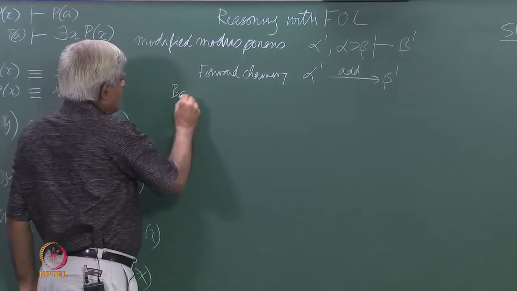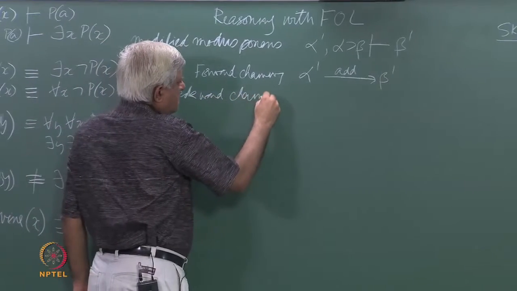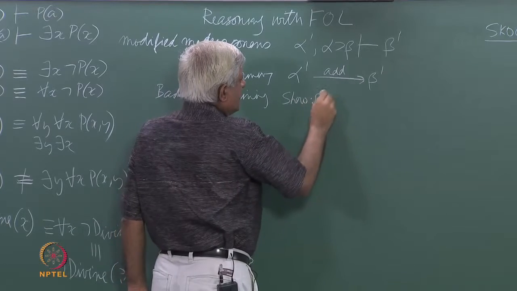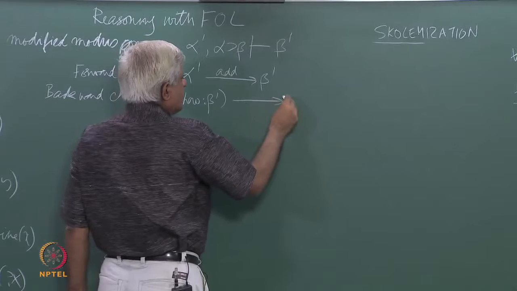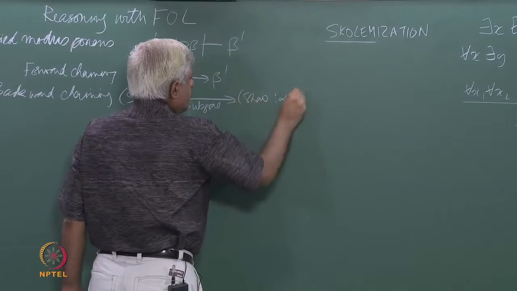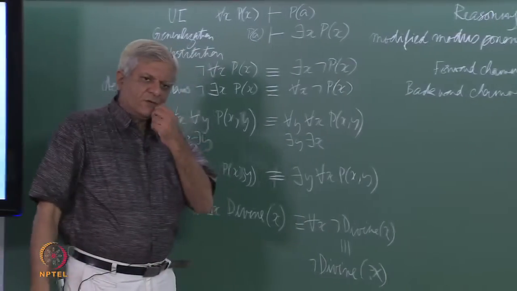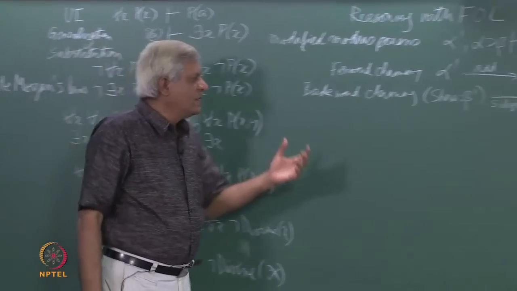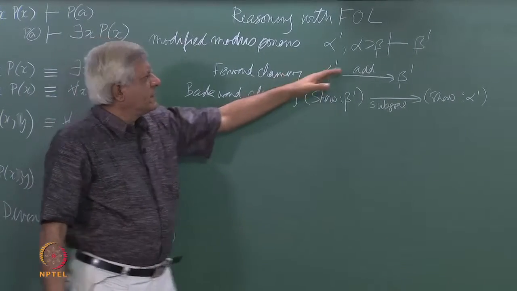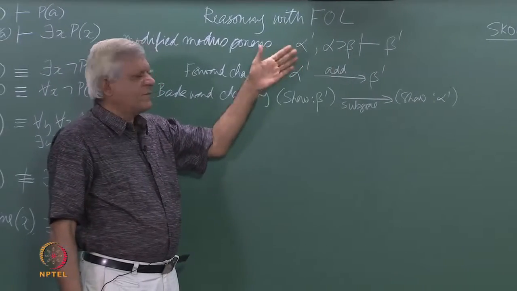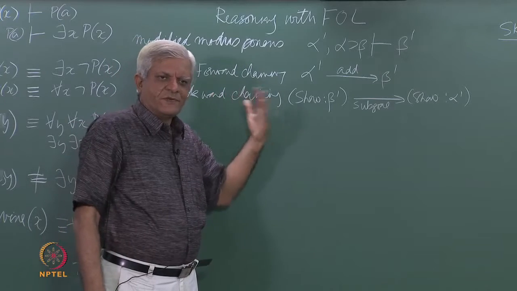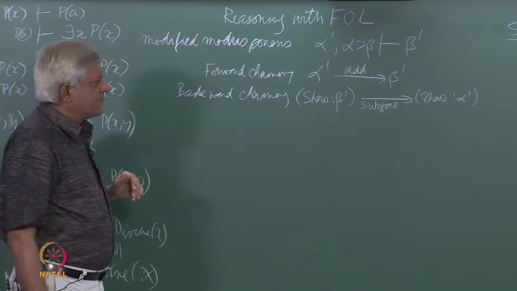In backward chaining, you want to show beta prime. So, we use this convention, show beta prime. So, we have a sub goal now, show alpha prime. Backward chaining, we just started looking at it in the last class. It works with goals. By goals, we mean a formula that we want to show to be true, and it looks for implications of this kind, alpha implies beta. So, basically it is using modus ponens in a slightly different form. Or if you think a little bit about this, you can see that what backward chaining is doing is a kind of modus tollens. Maybe that will become clearer as we move forward. That is a different rule of inference.